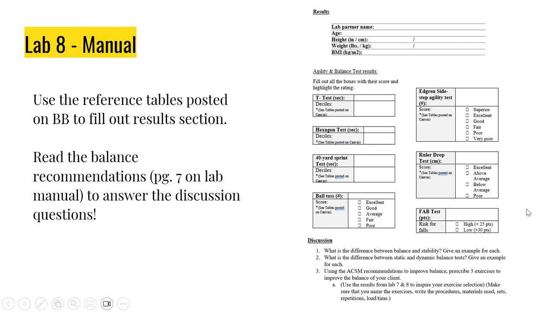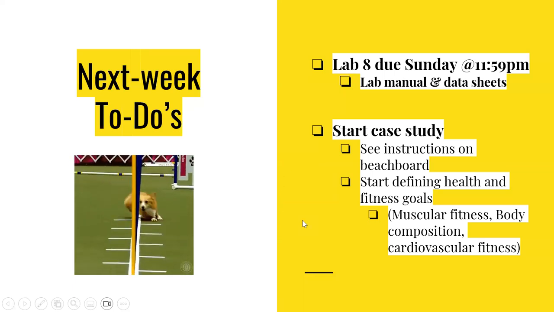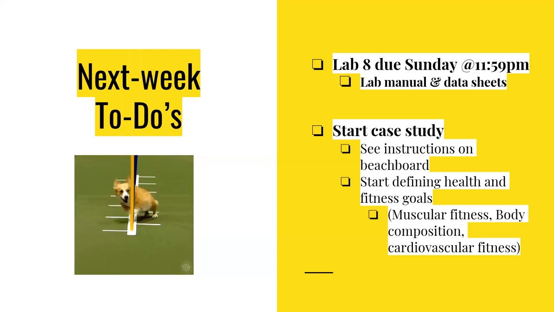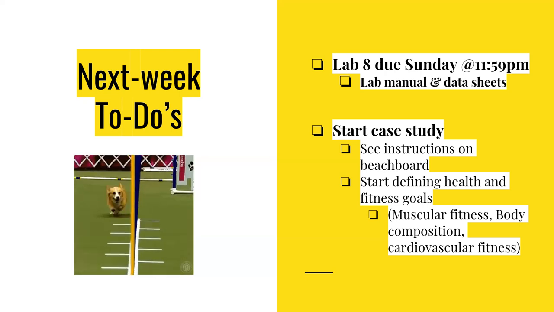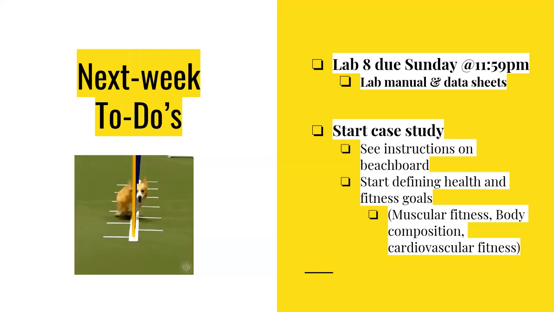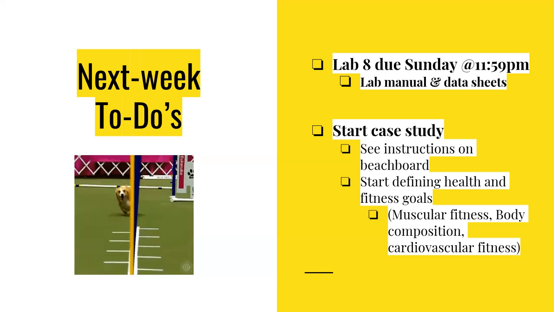This is your lab manual. Please complete the results section. Score your clients for every single test that we perform and answer the discussion questions. And that's it. Please turn in lab 8. That's going to be both the lab manual and the data sheets from lab 8 with the agility, the skill related test and the FAB test.